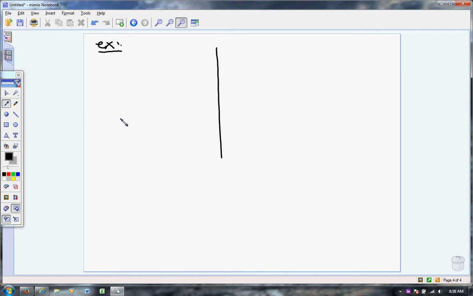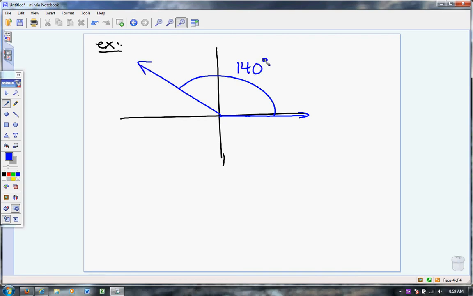First, let's say that I started. Well, we're always going to start right here, by the way. When we're talking about coterminal angles, we're always going to start right there with our angle on the positive x-axis. And let's say that I swung an angle around to here, and that angle was 140 degrees. All right? Now remember what I said. Coterminal angles have the same initial side and the same terminal side.